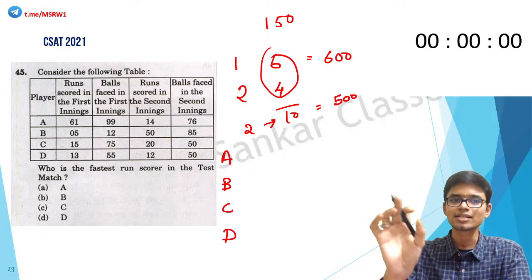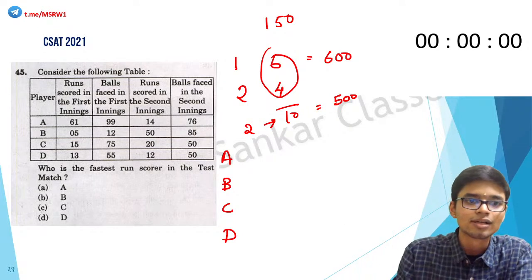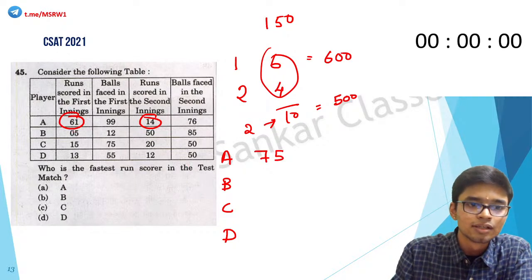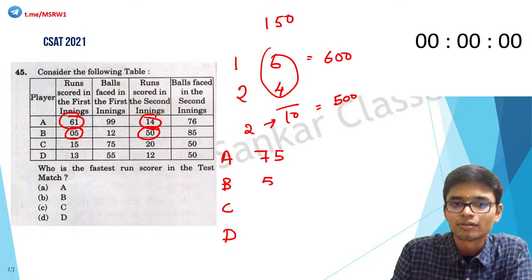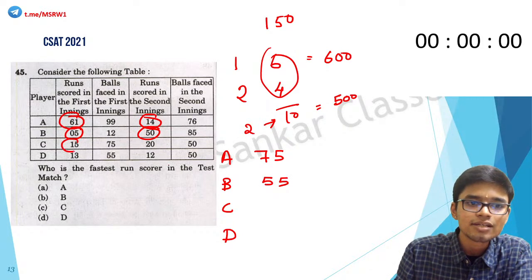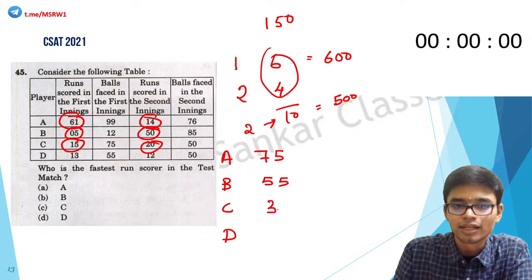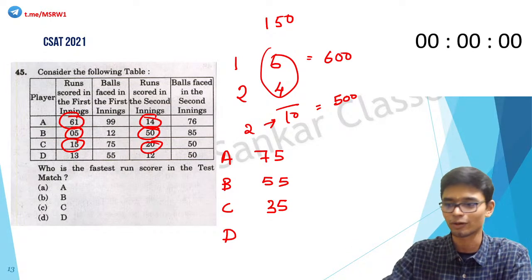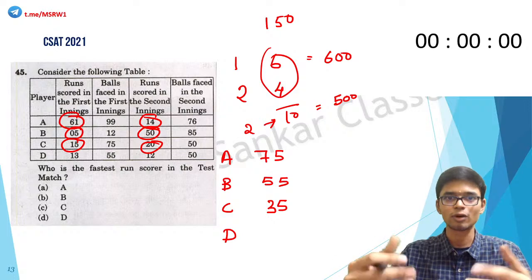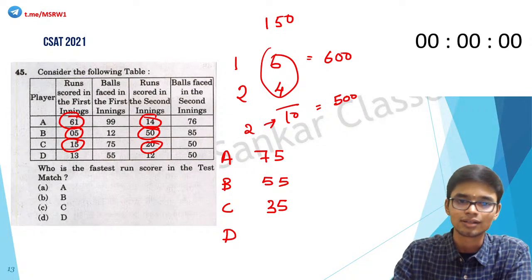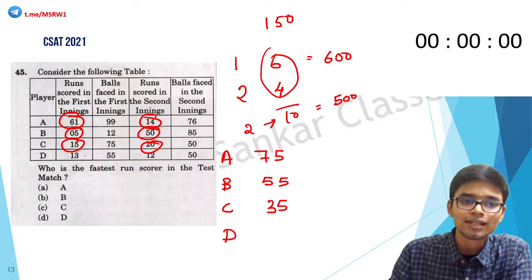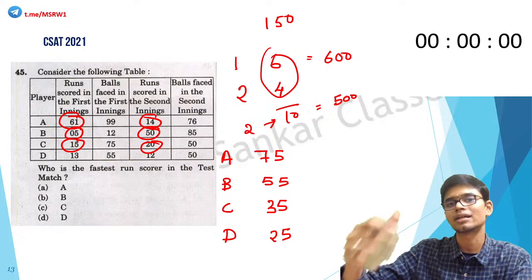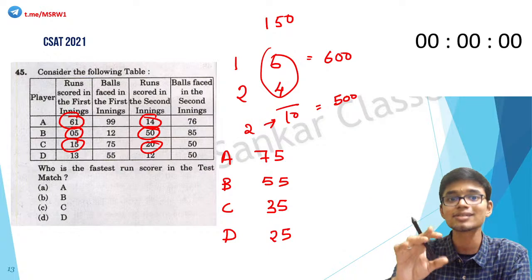Now initially let's add the runs of both the innings. 61 plus 14 is what? 75. 5 plus 50, 55 total runs. 15 plus 20, 35. If I make any mistake, please let me know. I'm also doing this right now. I don't have any prepared materials with me. I'm solving this problem right now. So let me know if I make any mistakes. Then 13 plus 12 is 25. These are the total runs scored by each of these players in both the innings together.